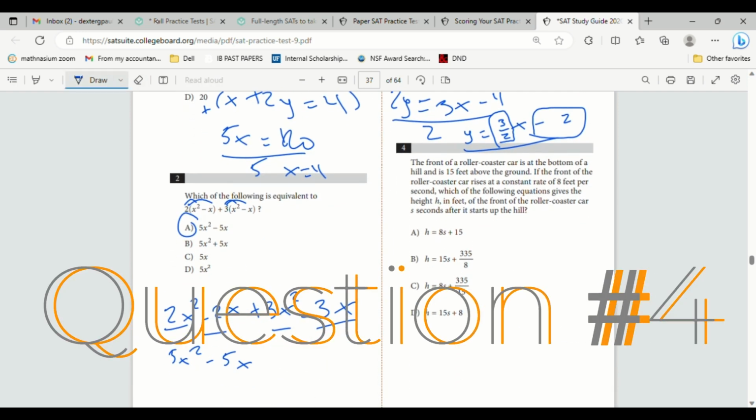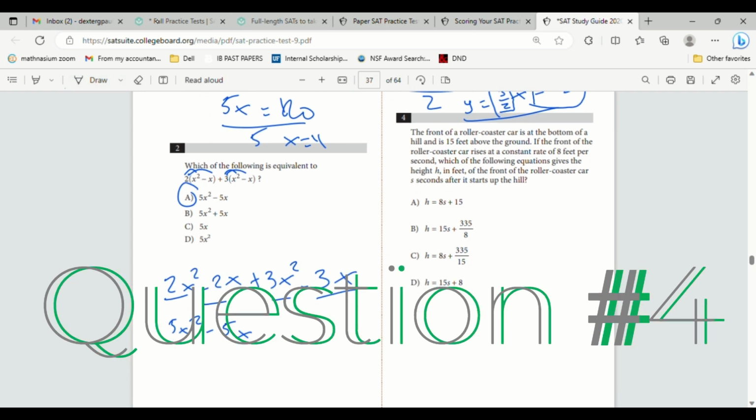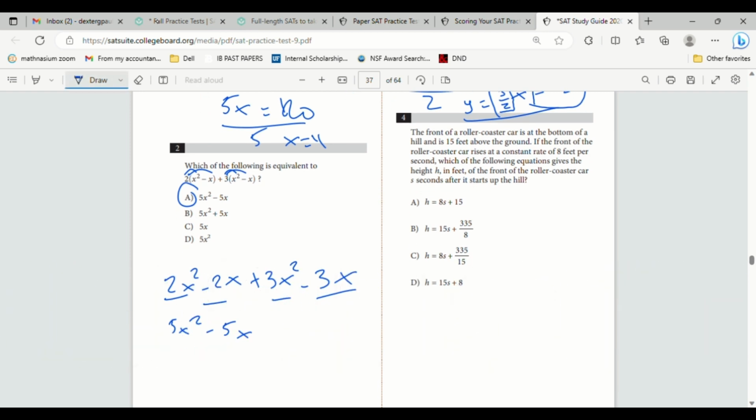Number 4, the front of a roller coaster car is at the bottom of a hill and it's 15 feet above the ground. If the front of the roller coaster car rises at a constant rate of 8 feet per second, which of the following equations gives the height h in feet of the front of the roller coaster car s seconds after it starts up the hill?